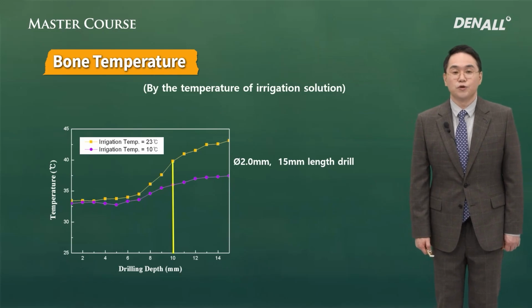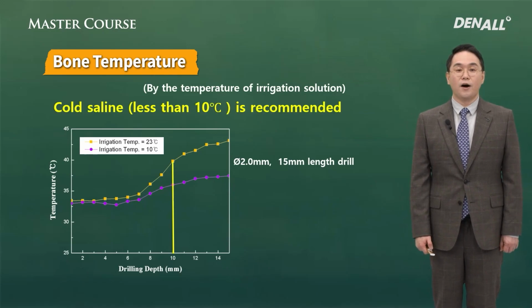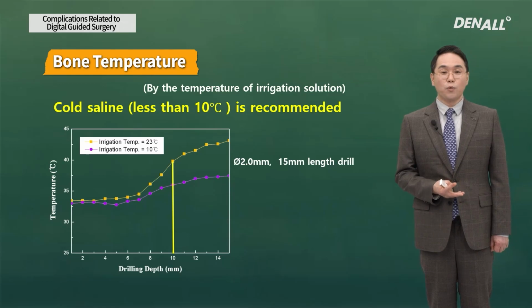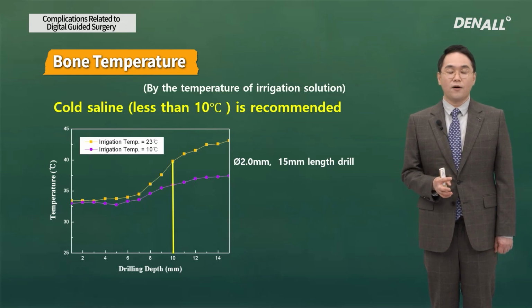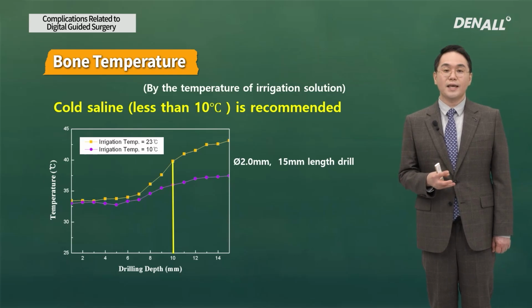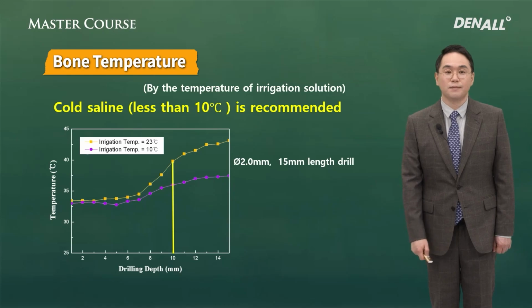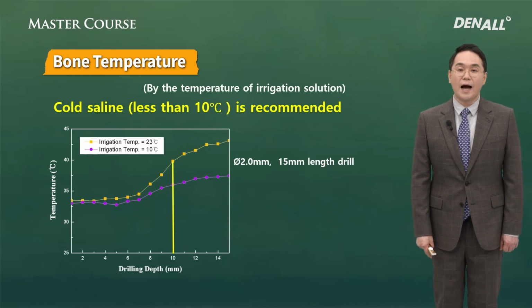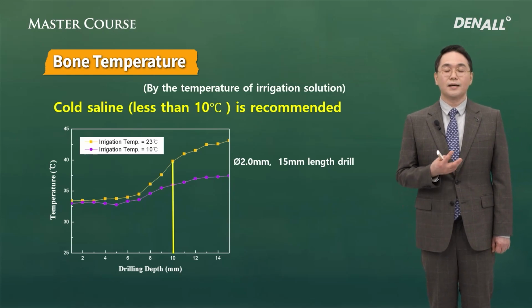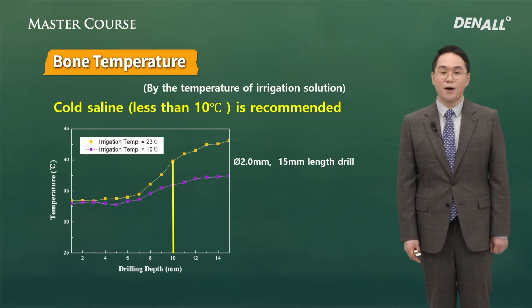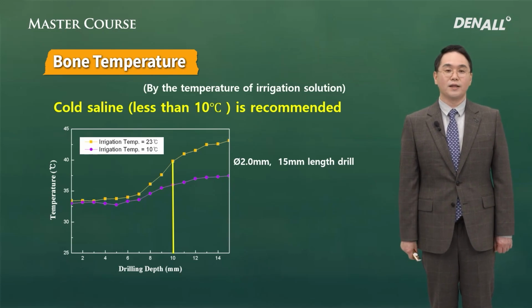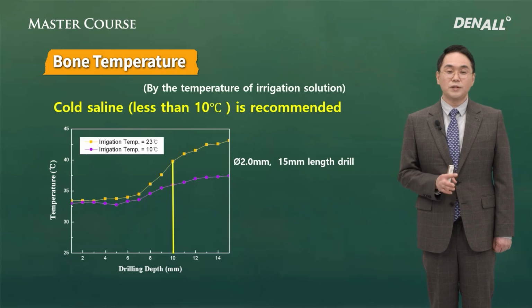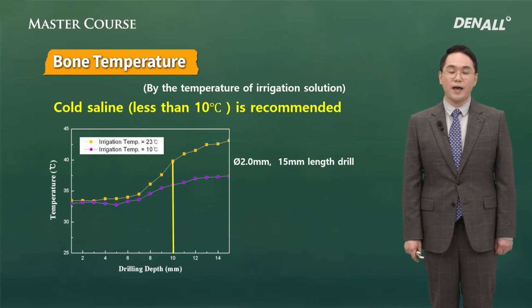It also can vary depending on irrigation, and the temperature of the saline, depending on whether it has been stored at room temperature or in a refrigerator. It can also affect the amount of heat generated even when the same length drill is used. If the saline is going to be used in surgery, you need to store the saline in a refrigerator under 10 degrees. The cold saline will help with reducing thermal damage.